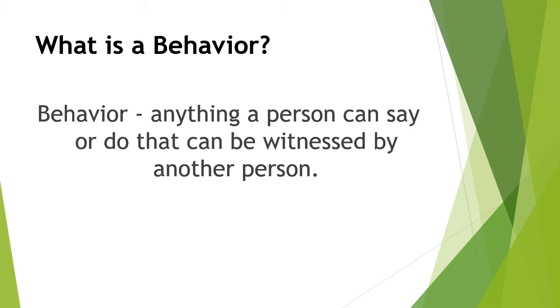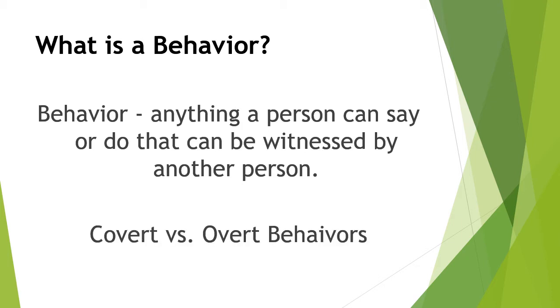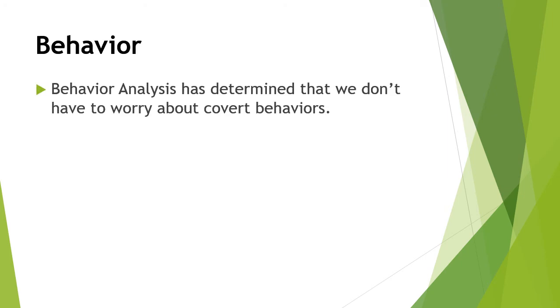So what is a behavior? A behavior is anything a person can say or do that can be witnessed by another person. Let's talk about covert versus overt behaviors. Behavior analysis has determined that we don't have to worry about covert behaviors. A covert behavior is a behavior that you cannot see. When we say we don't have to worry about it, the better way to put it is we don't really have to emphasize it. We don't emphasize it because it's something we can't see. It's something we can't observe.